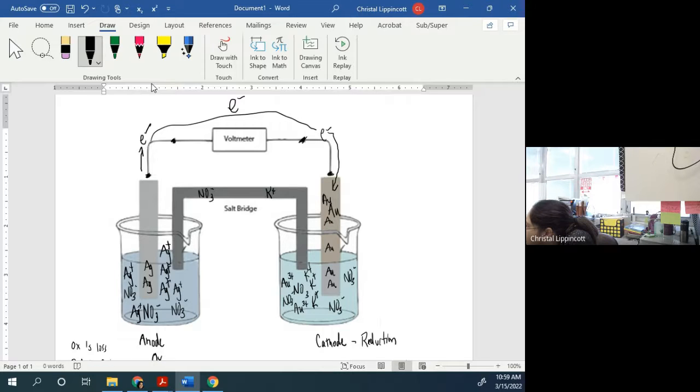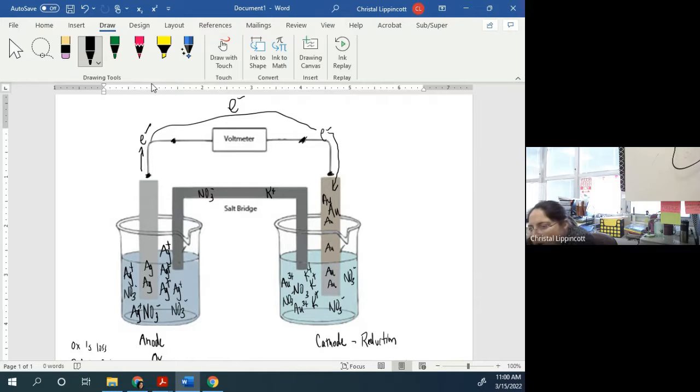Yes? What does this all do? It's going to help neutralize the change in charges. Because I took a 3+ away from here, okay, this was neutral. If I take an Au3+, this becomes more negative. So I need to bring in 3 Ks from the salt bridge to balance out that charge difference.